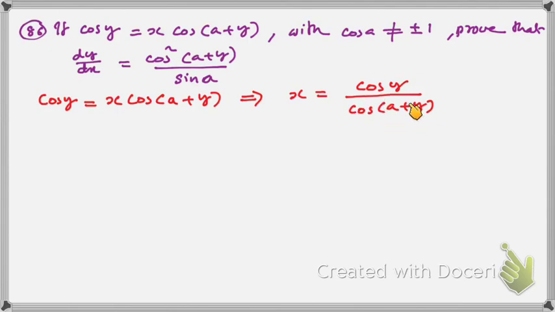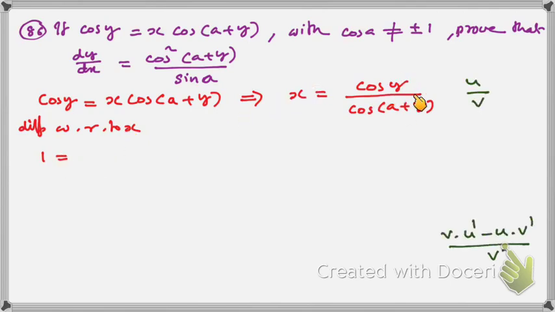Now x is a function of y, and so if I differentiate this, the answer will be only in terms of y. I'm going to differentiate with respect to x. Derivative of x is 1. And this is the quotient rule, the u by v rule: denominator into derivative of the numerator u dash, minus numerator u into derivative of the denominator v dash, by v square, the square of the denominator.